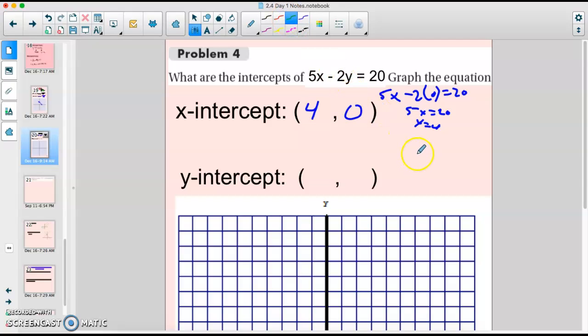Now for the y-intercept, same thing. 5 times 0 minus 2y equals 20. And we get negative 2y equals 20, and y is negative 10. So plug in negative 10 for y, x was 0.